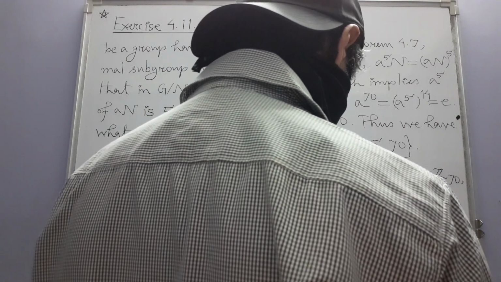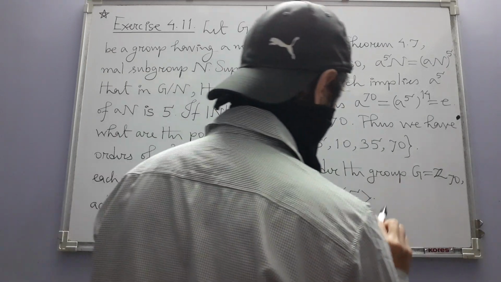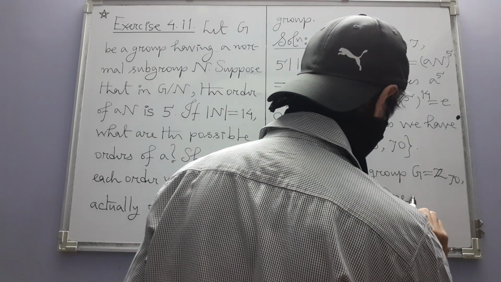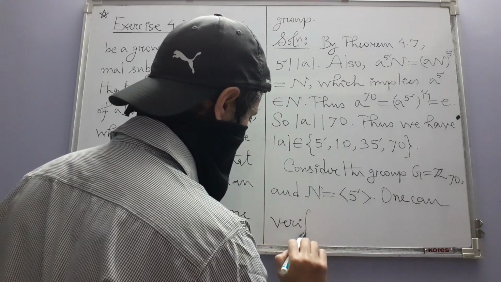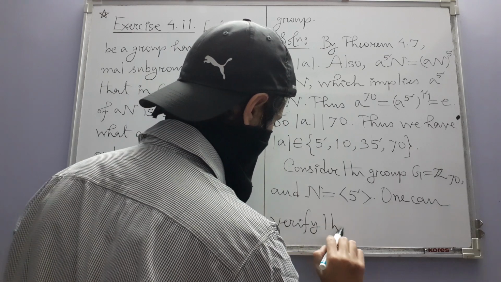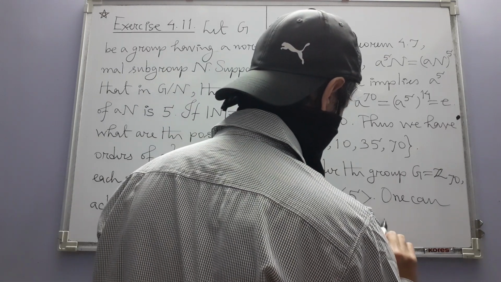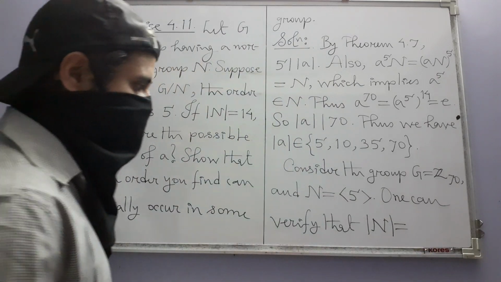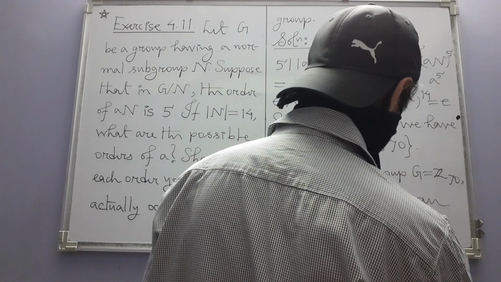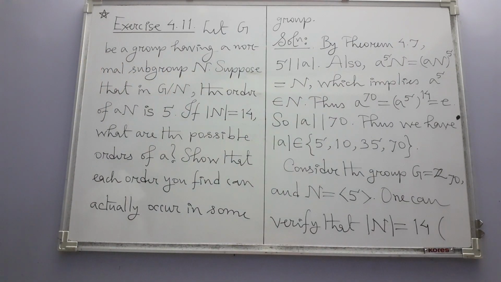Okay. One can verify that the order of N is equal to actually 40. And in fact, let me write down what the elements of N are.